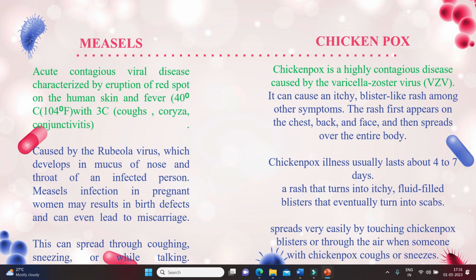Chickenpox is a highly contagious disease caused by the Varicella zoster virus, and it can cause blister-like rashes among other symptoms. The first rashes appear on the chest, back, and face, and then spread over the entire body. Chickenpox illness usually lasts about 4 to 7 days, and the rashes turn into itchy, fluid-filled blisters. It spreads very easily by touching chickenpox blisters or through the air. When someone with chickenpox coughs or sneezes, it is transmitted from one person to another.